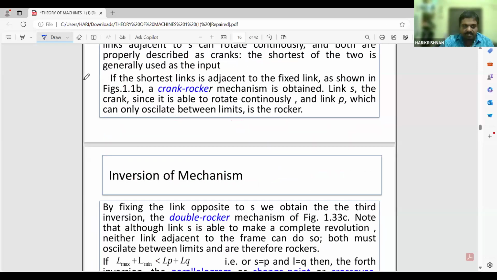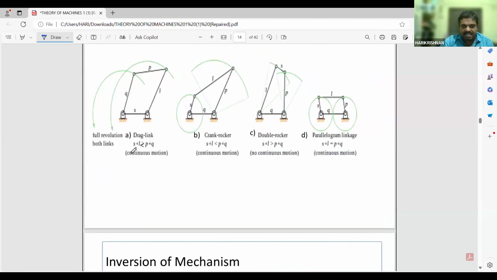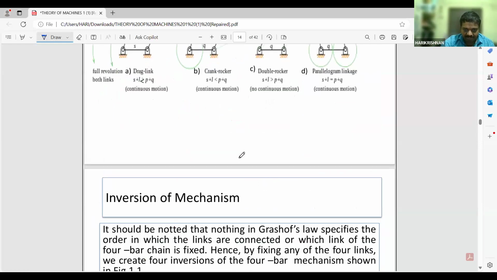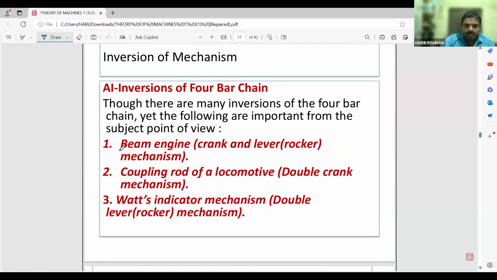You may see we are changing the fixed link over here. You will get different inversions. I will show you with the important mechanisms: beam engine, coupling rod of locomotive, and Watt's indicator mechanism. The beam engine is known as the rocker mechanism, crank and lever rocker mechanism. The coupling rod of locomotive is known as the double crank mechanism, and Watt's indicator mechanism is the double lever rocker mechanism.